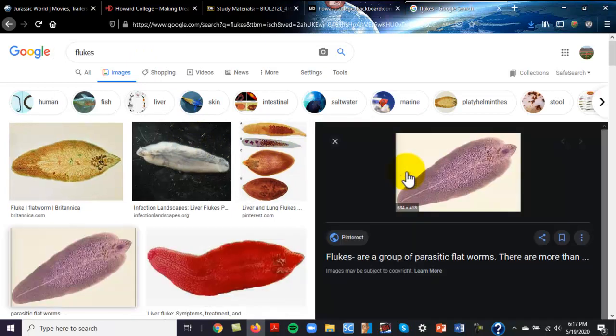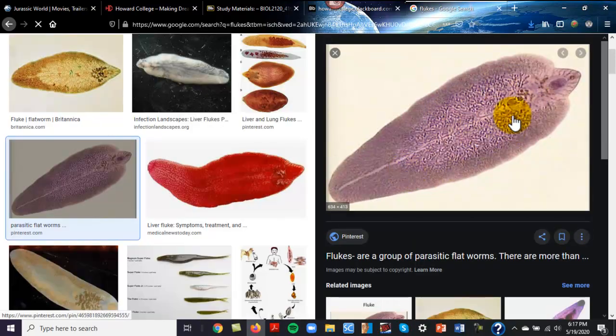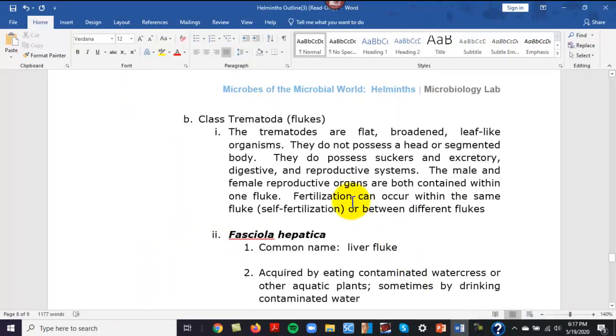Flukes. Creepy looking. I know that looks huge. And wow, that's a crazy looking thing. They're big. They can get a couple of inches in length, maybe. This one we're covering, Fasciola hepatica, is a liver fluke.